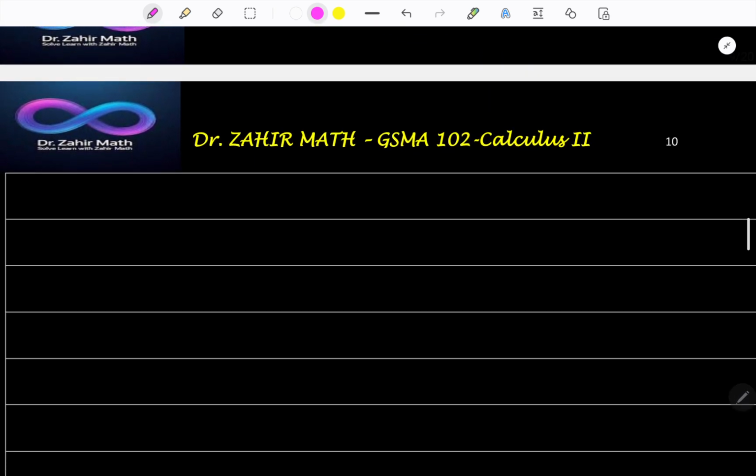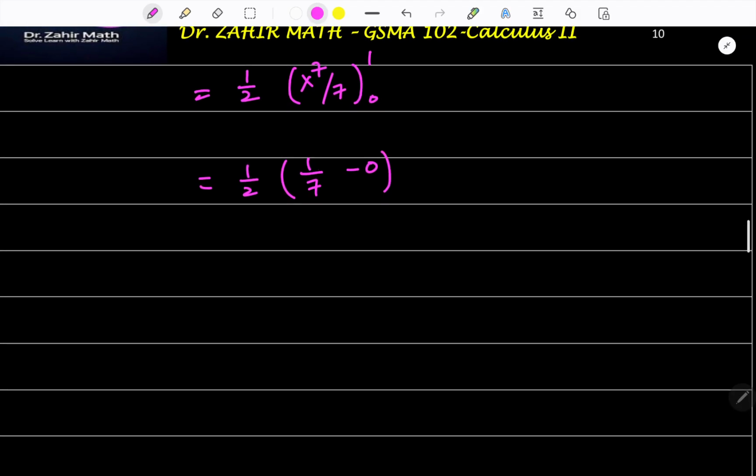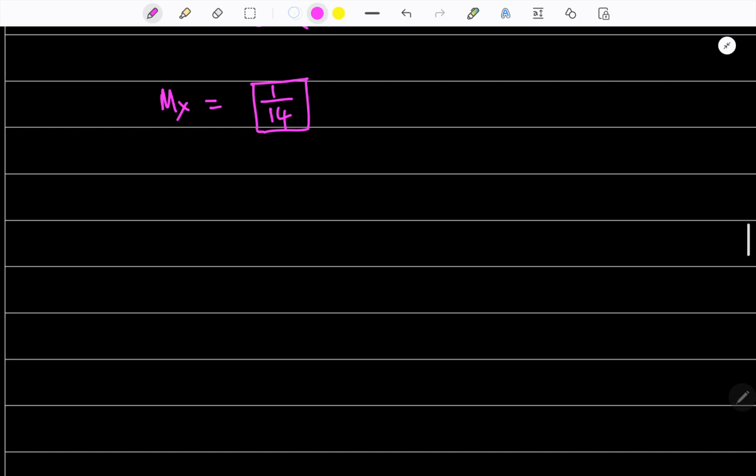Now let's do the integration. So this equals 1 by 2. What is integration of x power 6? x power 7 by 7, 0 to 1. So this equals 1 by 2. Upper limit substitution is 1 by 7 minus lower limit is 0. So this equals 1 by 14, which is your Mx. Clear? Right. Let's start. The next is My.